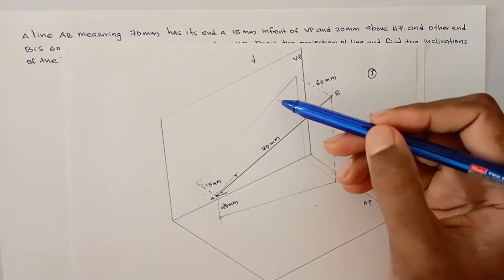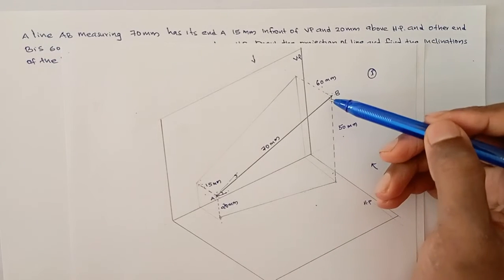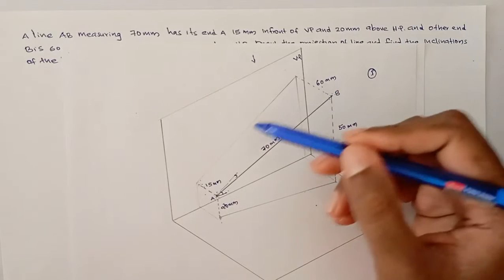So here this is our front view and this is our top view. We know the length of the line. So what about this length of the front view?